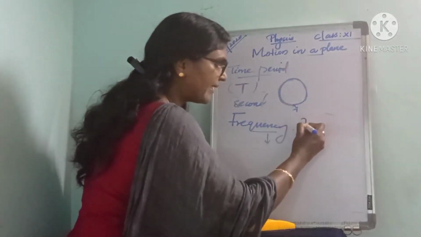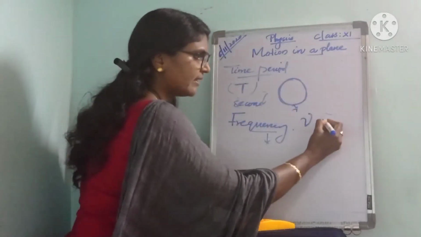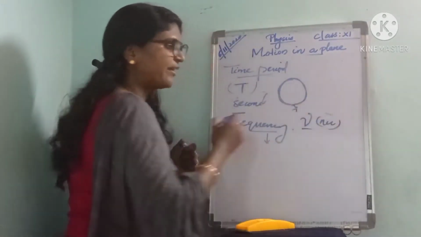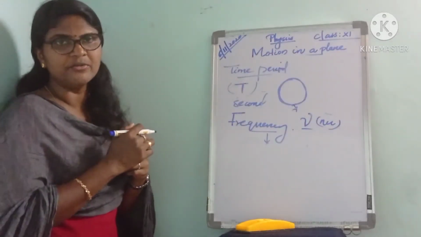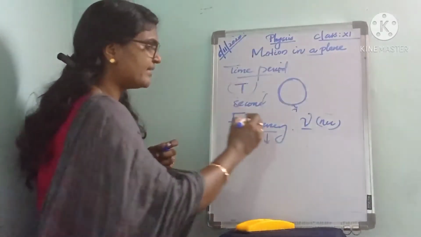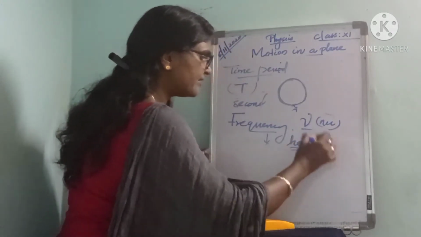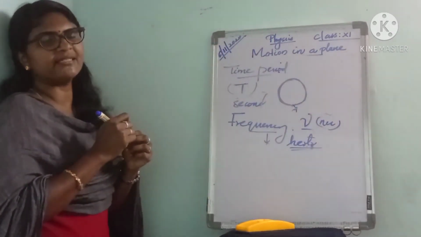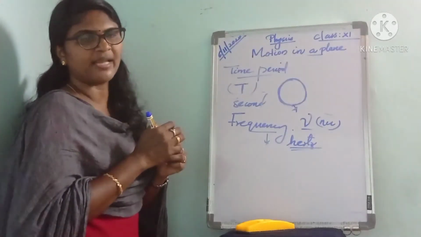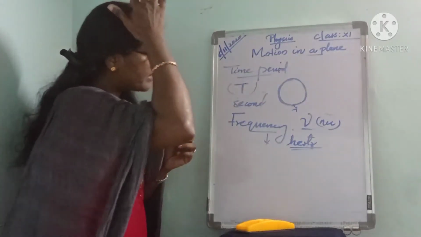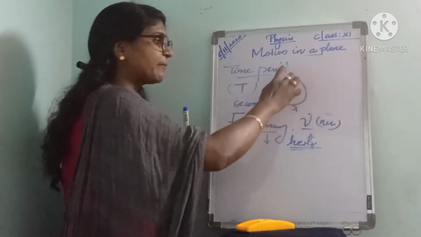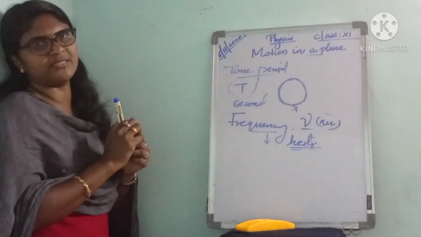Frequency is represented by the letter nu, read as nu. And its unit is hertz. The unit of frequency is hertz. Frequency is measured in hertz. The number of revolutions per minute, that is called the frequency.